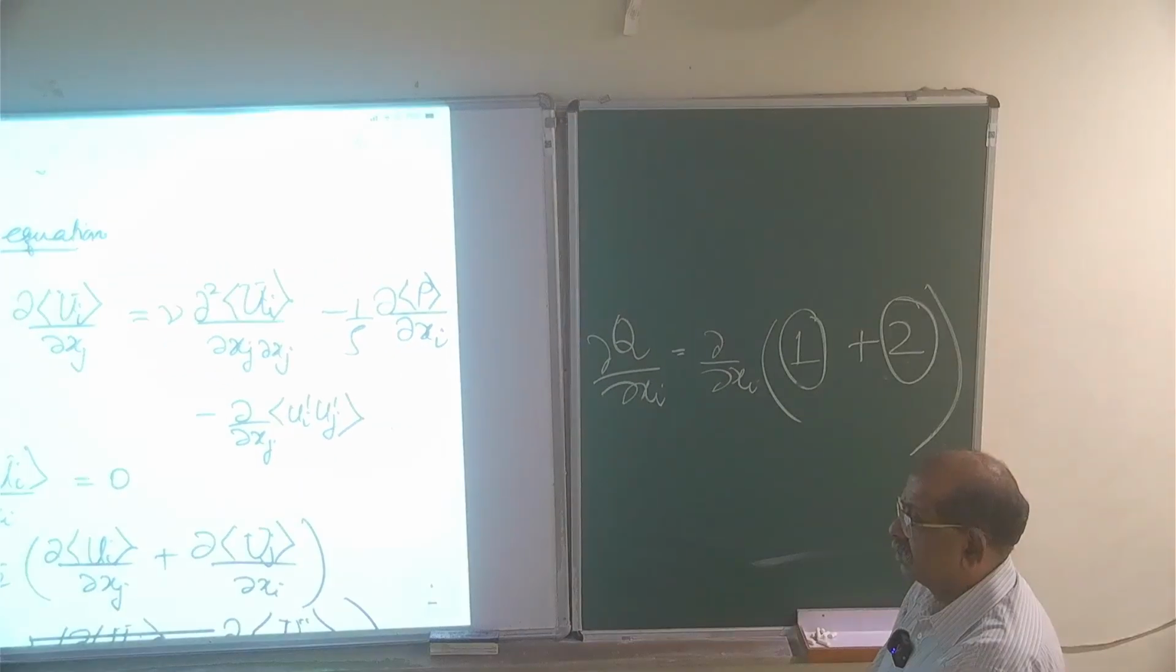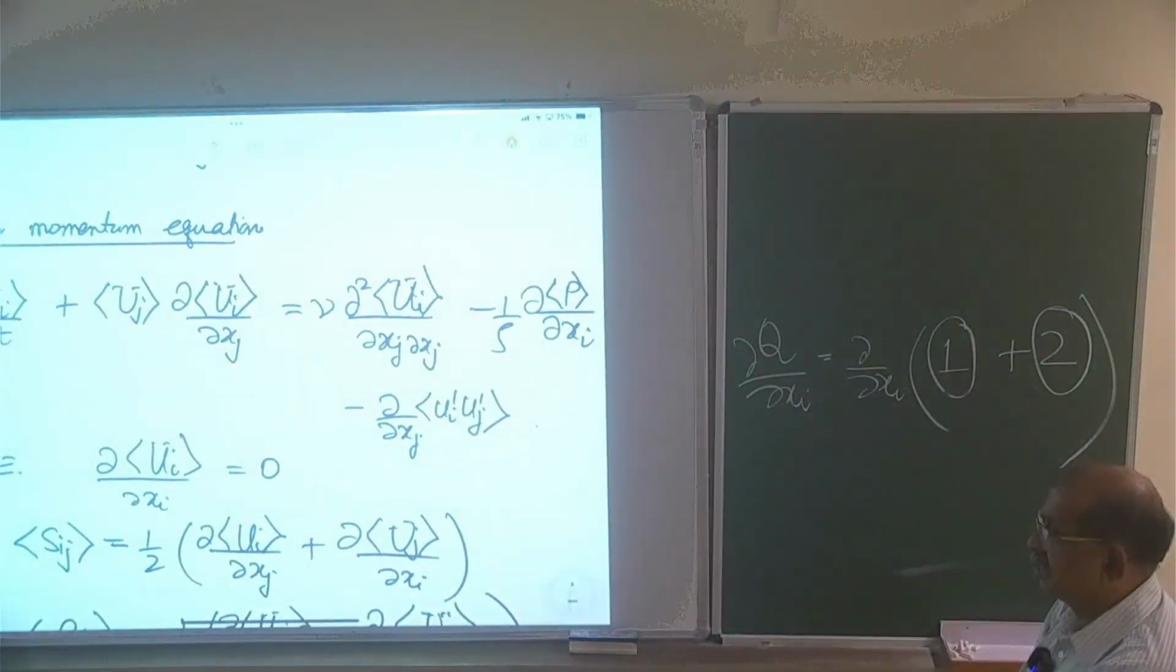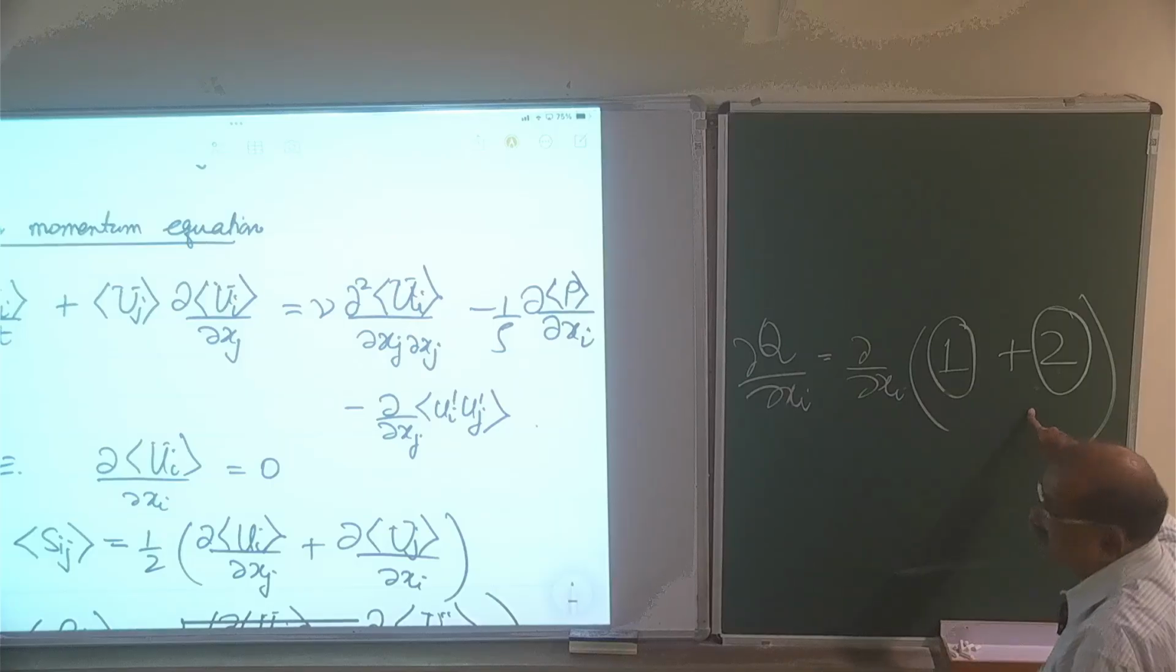So my contention is we have conclusively shown that 1 plus 2 is conserved. Well, that will come, 1 plus 2's conservation will come if you take a curl of this equation. Then you will get that this term will become 0.